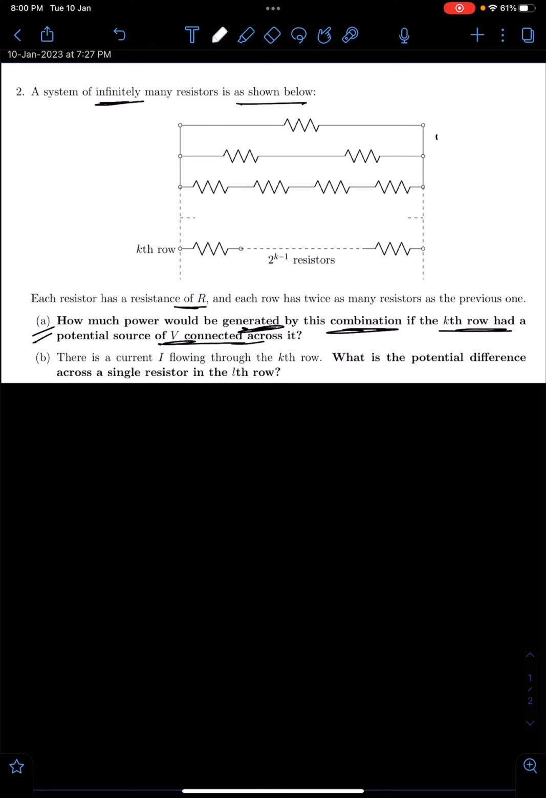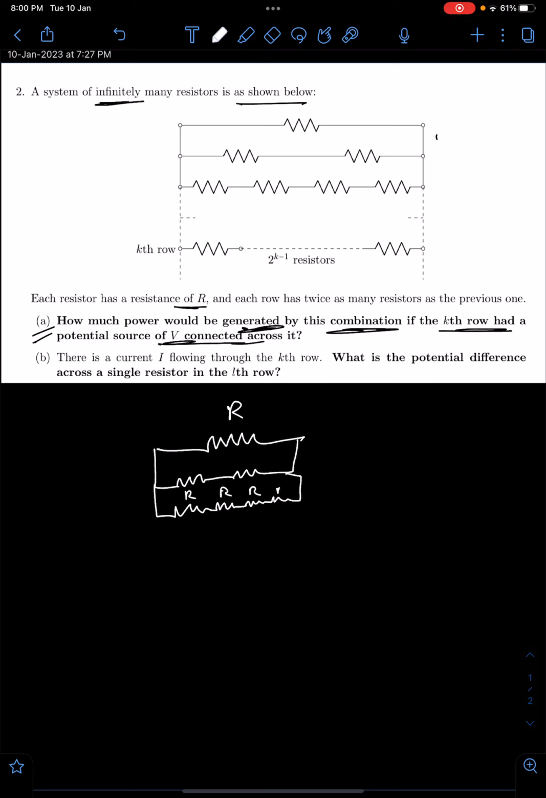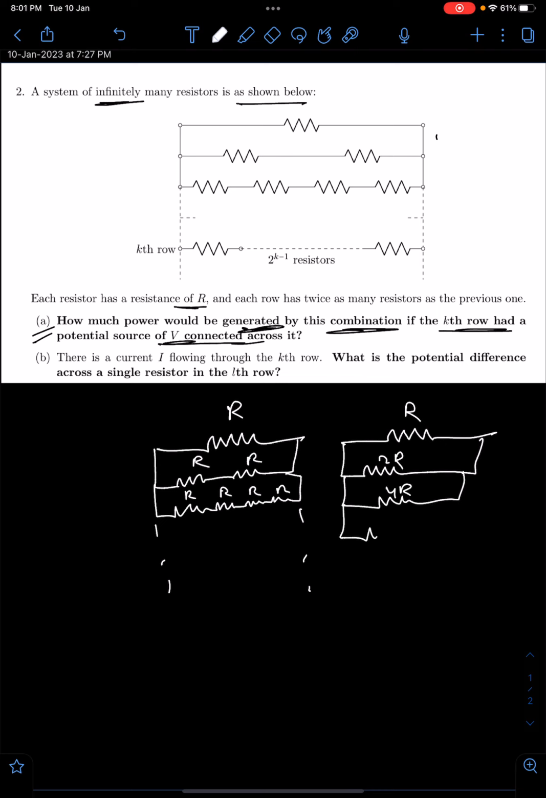So now see, this resistance is R. For the second row, it's R and R. For the third row, it's R, R, R, and R. Like there are 4 resistors. And then this goes on. So now, if I calculate the equivalent resistance, will I get something like this? R, 2R, because the resistors are in series, 4R, 8R. This goes on till infinity.